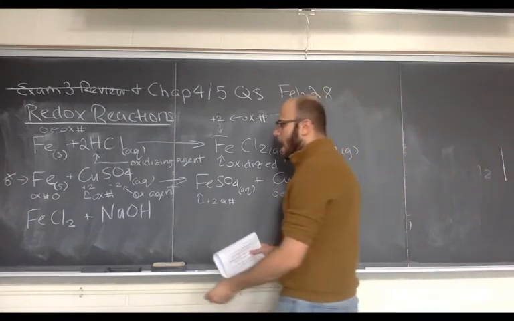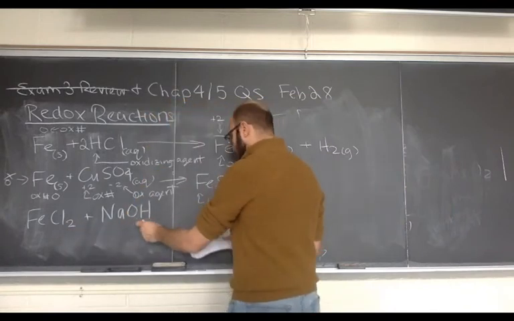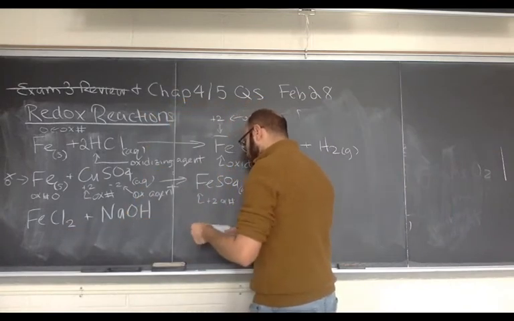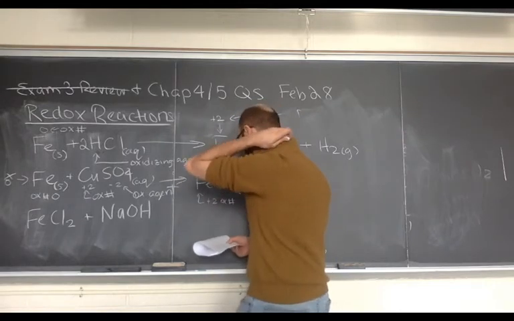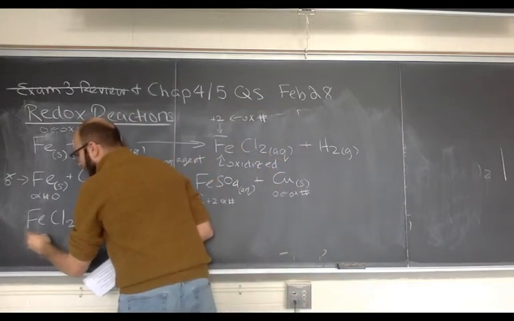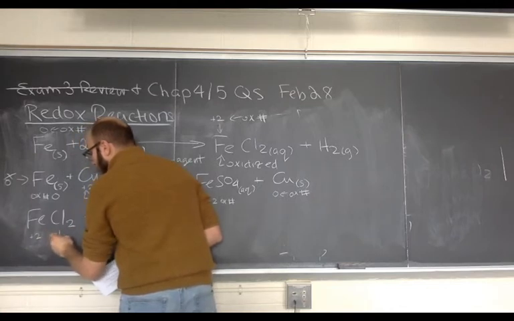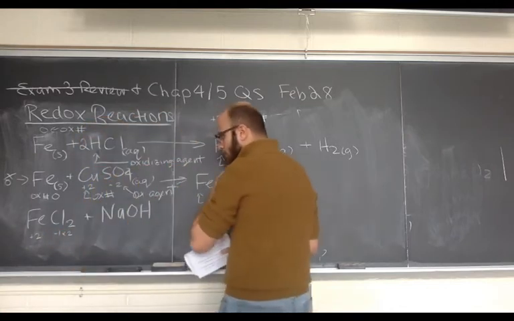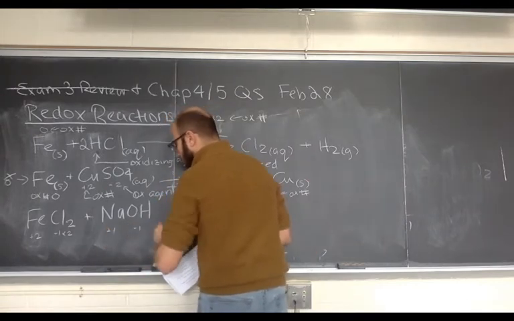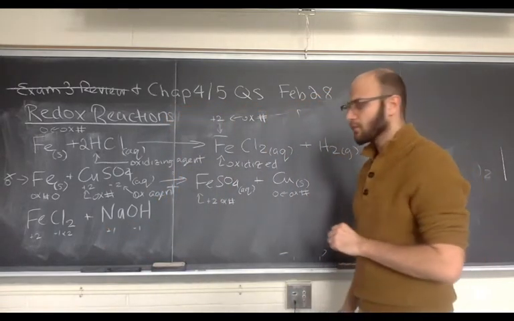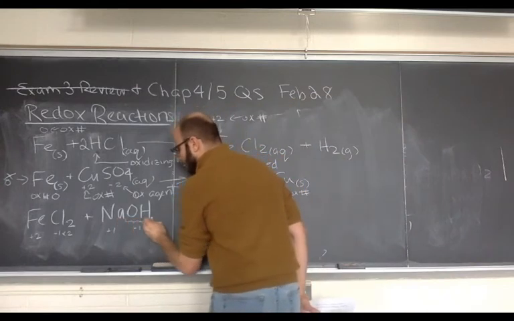So here we have iron chloride, and we have the sodium hydroxide. Let's actually start, in this case, with the oxidation states, and we'll see if anything changes. So we're going to have the +2 here, and we're going to have the -1 for each of those, -2 total. Here we're going to have a charge of +1 and a charge of -1 for the hydroxide ion, right, this whole thing.